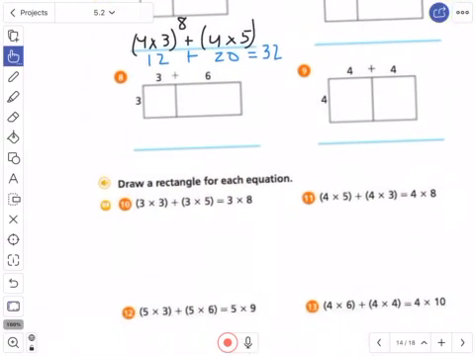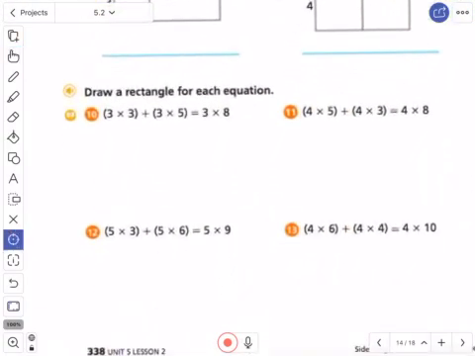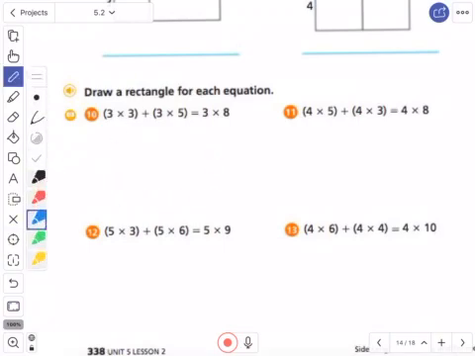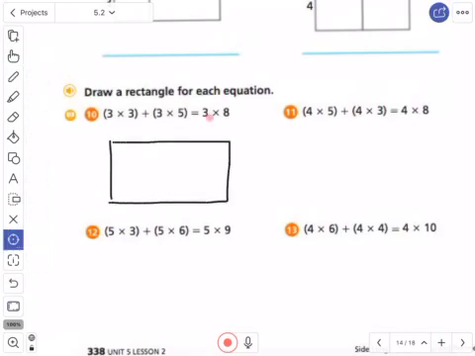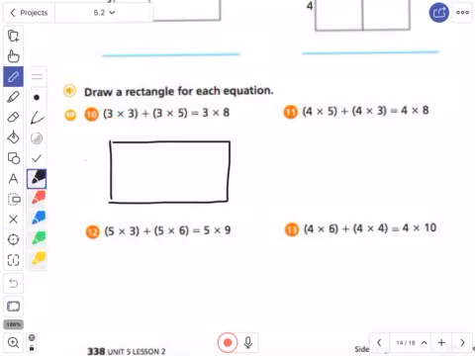Then down below, you are going to draw a rectangle for each equation to match it. You don't have to solve anything. All you're going to do is draw the rectangle. So for like number 10, I'm just going to start by drawing my rectangle. And it's kind of nice because they give you the two parts of it, like 3 times 3 plus 3 times 5 equals 3 times 8. Well, that first number 3, that's always going to be my width.